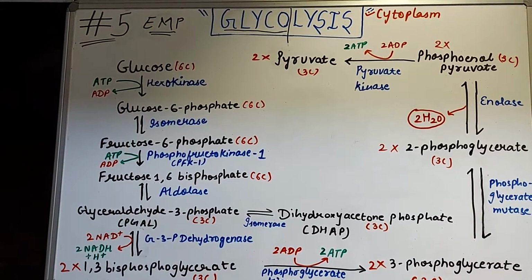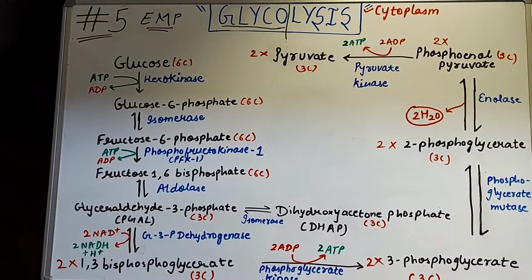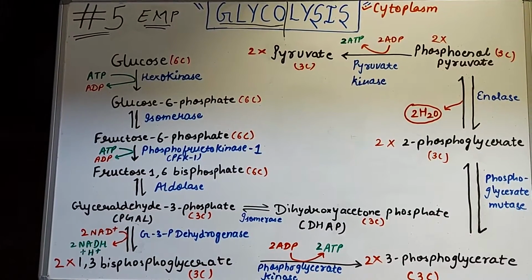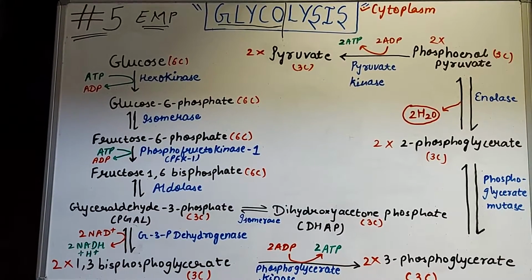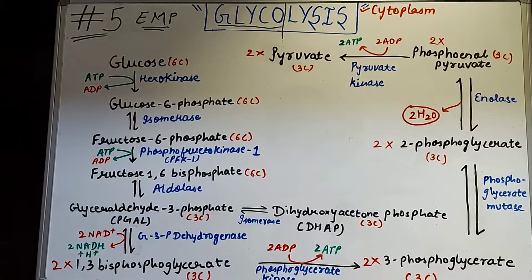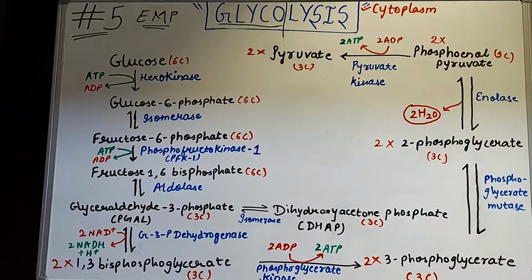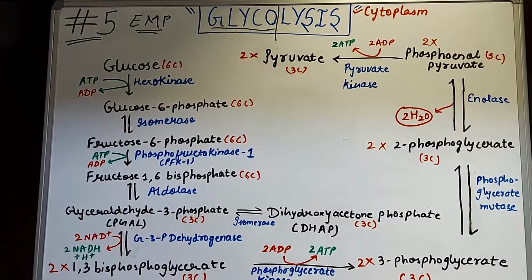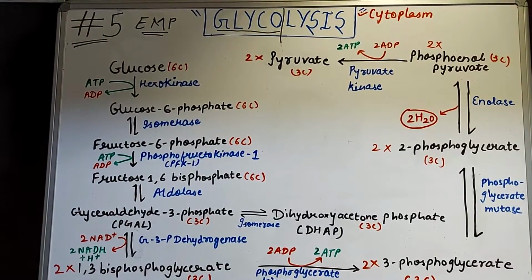Now the process of glycolysis is a series of reactions which consists of mainly 10 steps and it involves 6 different enzymes, which we will see in the coming lecture or video, but in total there are 10 steps in glycolysis. The process of glycolysis occurs in the cytoplasm of the cell.